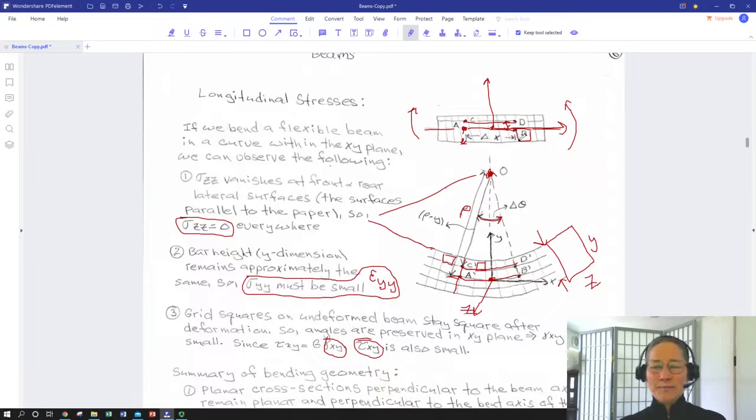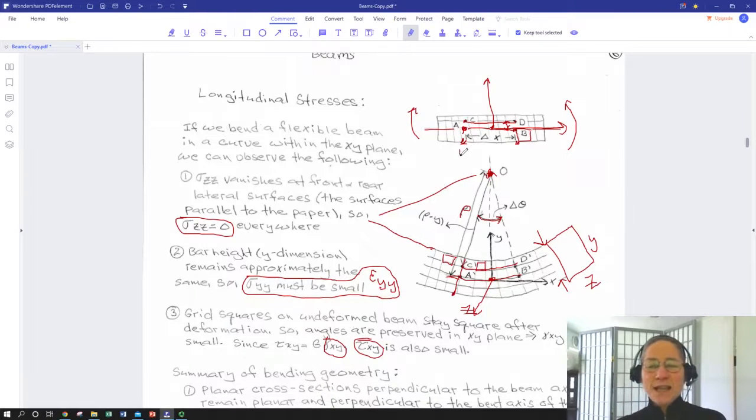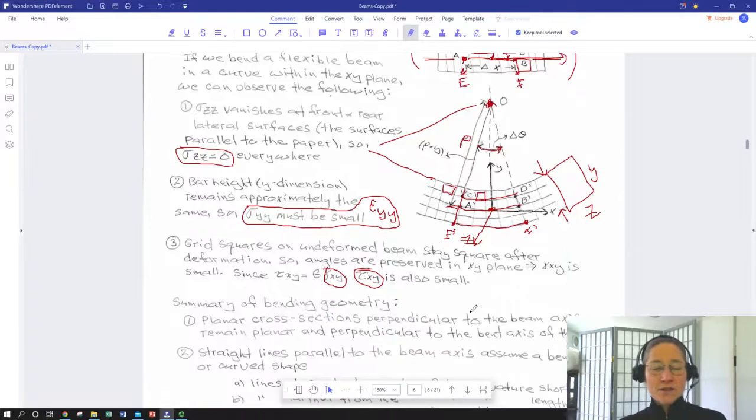If we imagine a set of points down here on the bottom, which we haven't labeled, say we define an EF down here on the very bottom of the beam. If we had E prime F prime down here on the flexed beam, the distance of this arc would be greater than delta x. So that's an important relationship there.